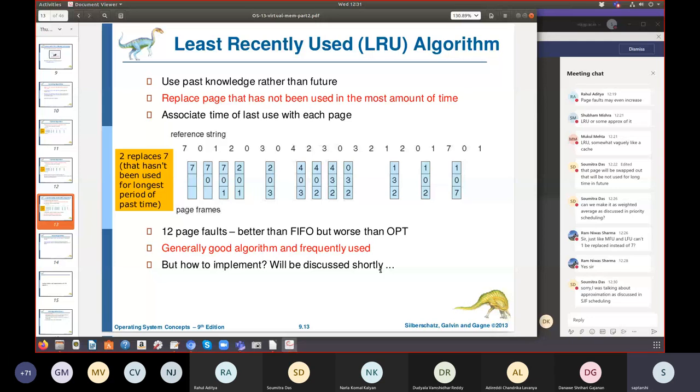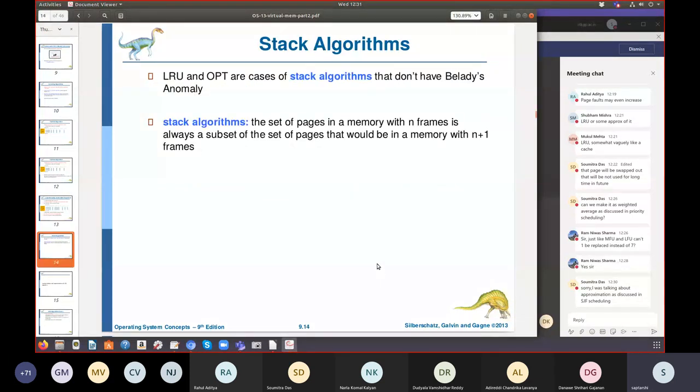So the LRU algorithm is the most popular, and that is what we will discuss in detail. Just one thing before we start the discussion on implementation of LRU. Remember Belady's anomaly, which we discussed during the FIFO algorithm. LRU and optimal, these two algorithms do not suffer from Belady's anomaly. These are what are called stack algorithms, and stack algorithms have this property.